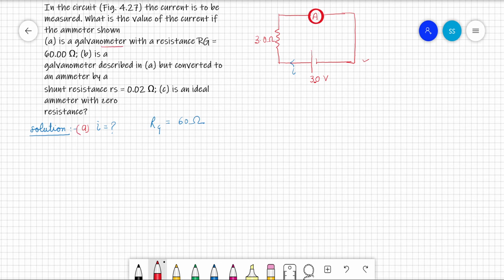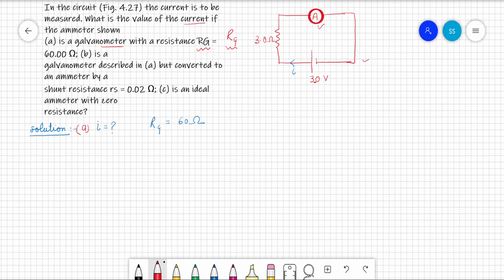It is a galvanometer. Your ammeter is actually a galvanometer with a resistance Rg. This is simply written as Rg, because I have copied it, so subscripts don't get copied. That is the resistance of the galvanometer. Earlier we used G for the resistance of the galvanometer. Rg is given as 60 ohm, and you have to find out the current.